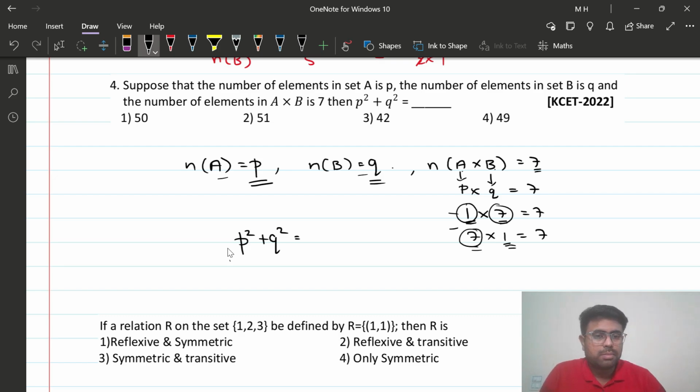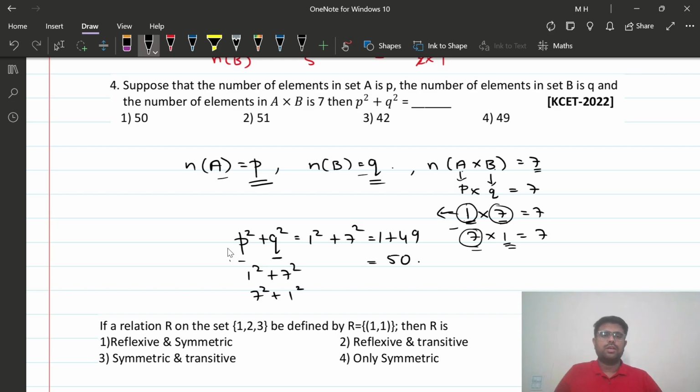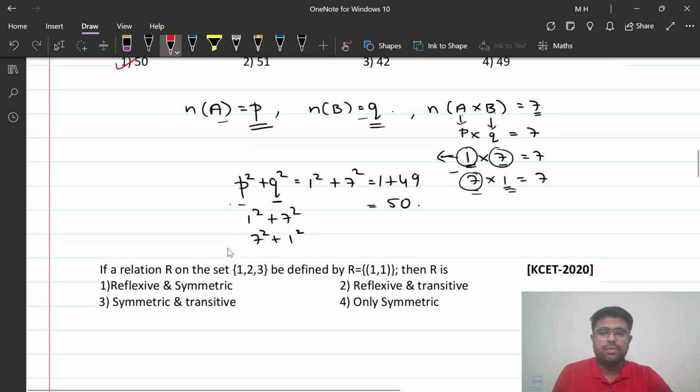Now, it doesn't matter which one we take, 1 or 7, because at the end it is going to be 1 square plus 7 square or 7 square plus 1 square. The value is going to remain the same. So I will just take the first one, that is 1 square plus 7 square, which is 1 plus 49, which is going to be 50. So therefore the answer for the fourth one is going to be option A, that is 50.